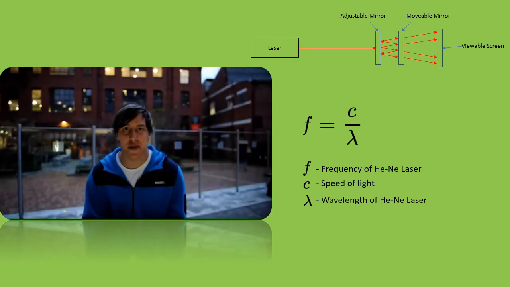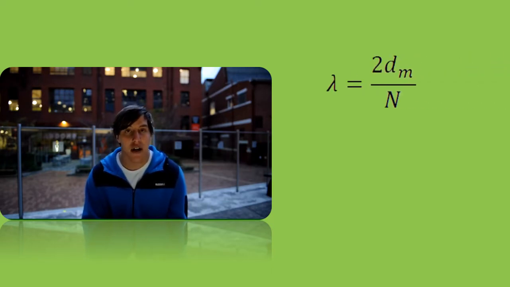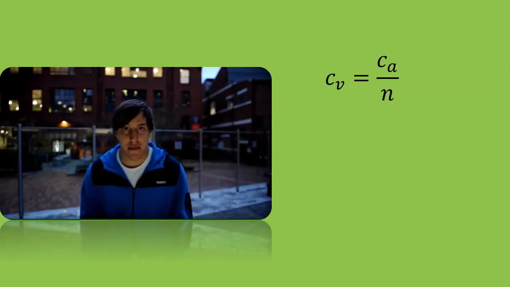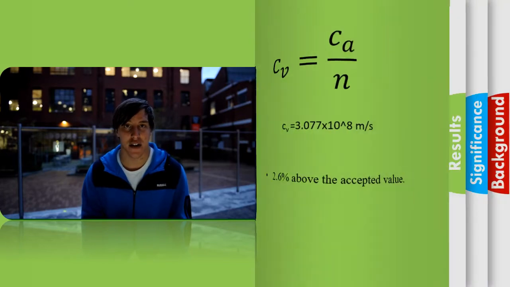By changing the distance between the two interferometer plates, we were able to measure the wavelength of light in air using a process similar to that used in experiment 1. Using the calculated frequency and the calculated wavelength in air, the speed of light in air was determined to be 3.078 by 10 to the 8 meters per second. Using our refractive index of air measured in experiment 2, we were able to calculate the speed of light in a vacuum, which was calculated to be 3.077 by 10 to the 8 meters per second, which is only 2.6% above the accepted value.